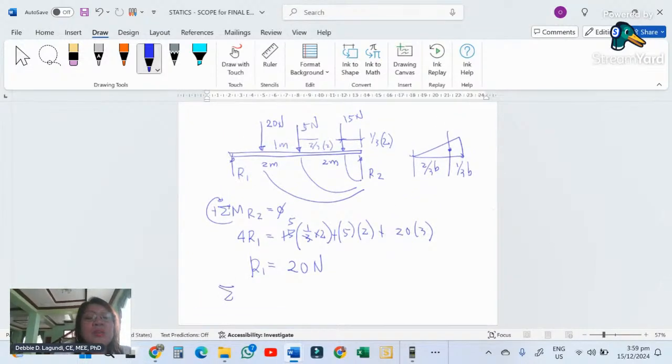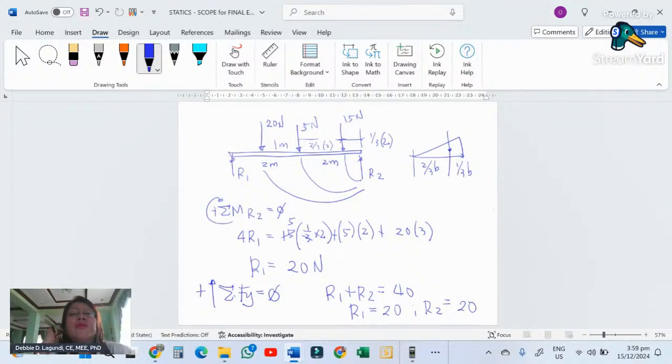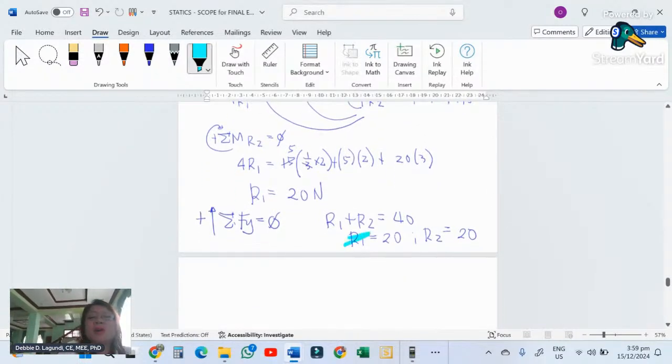I will not make this calculation long anymore. The next will be summation of forces vertical. Forces going up will be positive. So we have R1 plus R2 is equal to 20 plus 15 plus 5, plus 20, which will be 40. Knowing R1 is equivalent to 20, R2 will also be equal to 20. So 25, 30, 40. That will be 20 and 20, R1 and R2, if you're going to look for the reactions.